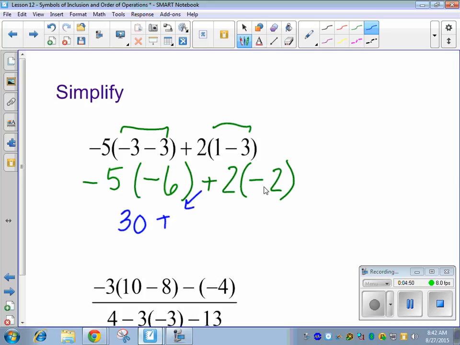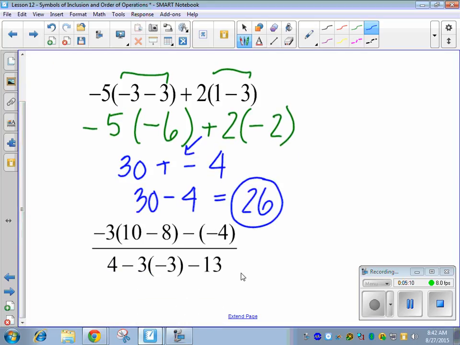We have 2 times negative 2 gives me what? Leah? Negative 4, yay. So 30 plus negative 4, when we were doing our rules of subtraction, we decided that 30 plus negative 4 is the same thing as writing 30 minus 4, which is going to give me what, everybody? 26.